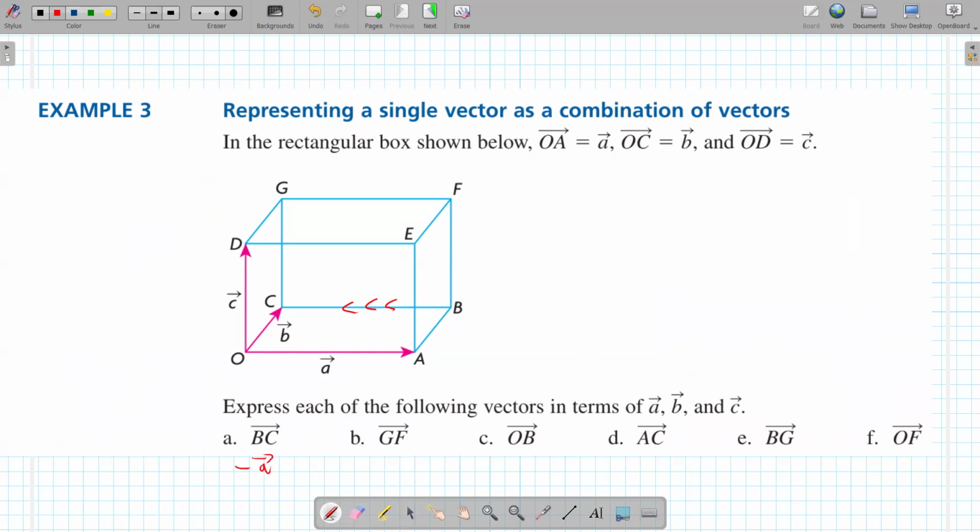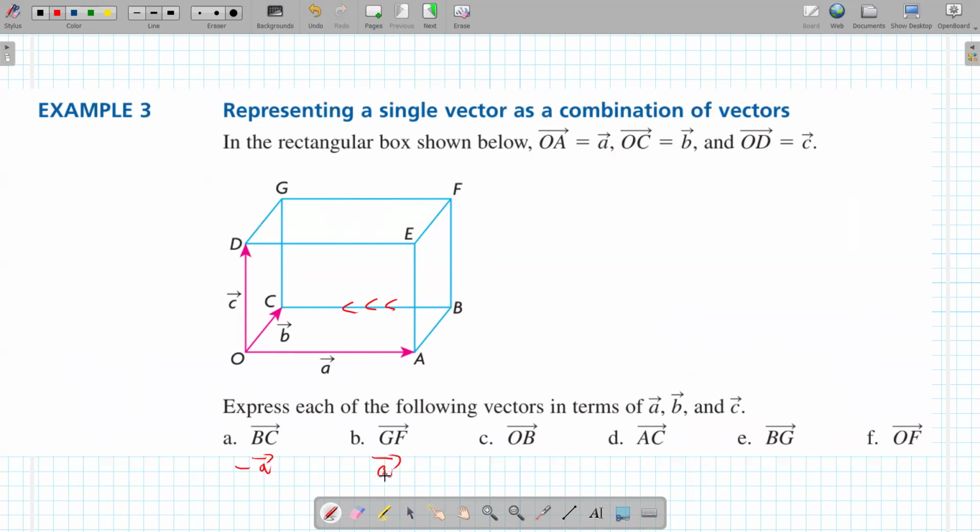What about GF? Is it A or negative A? It's A, and because it's a prism, all the side lengths are the same. Like this, this, and this would be the same. This would be the same. This would be the same. So that GF up there is the same thing as A down here.